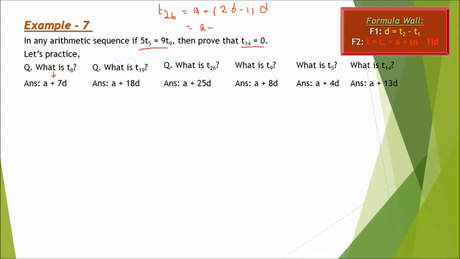So what is the relation between these two numbers? You can see there is a difference of 1. When there is 26, there will be 25. So you can easily guess any number. What will be T108? You can easily guess it will be a plus 107d.